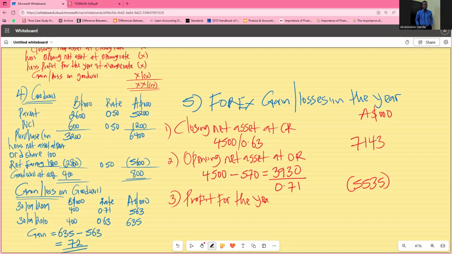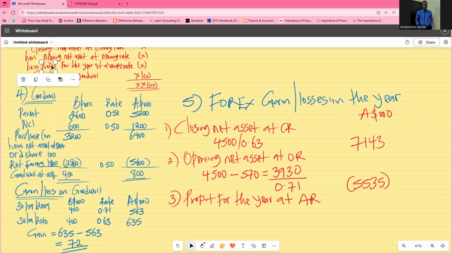Profit for the year at average rate. What is the profit for the year? Your total comprehensive income. I think I will need to change it as well. So this should be the word total comprehensive income. No, you shouldn't, so that you will not be carried away. It should be the word total comprehensive income.